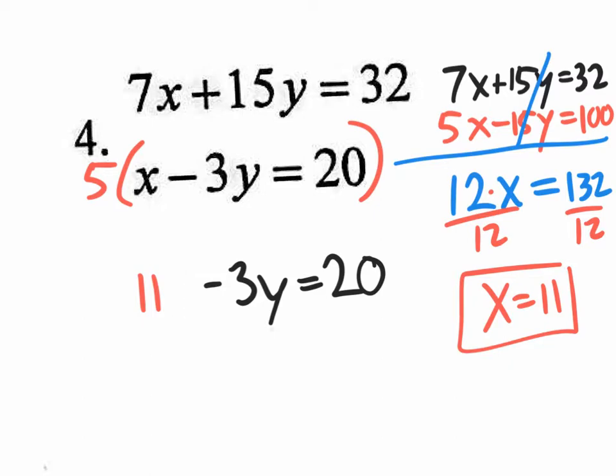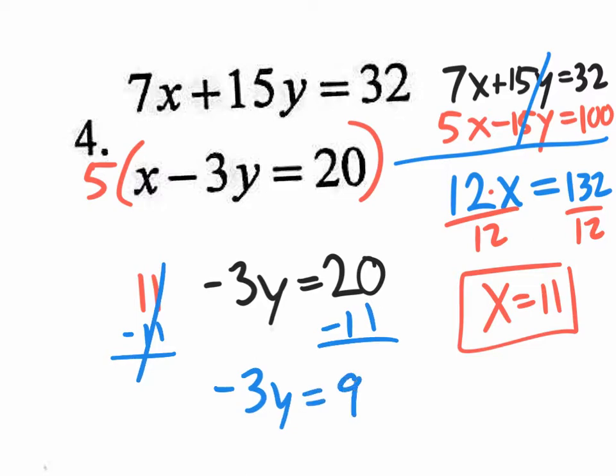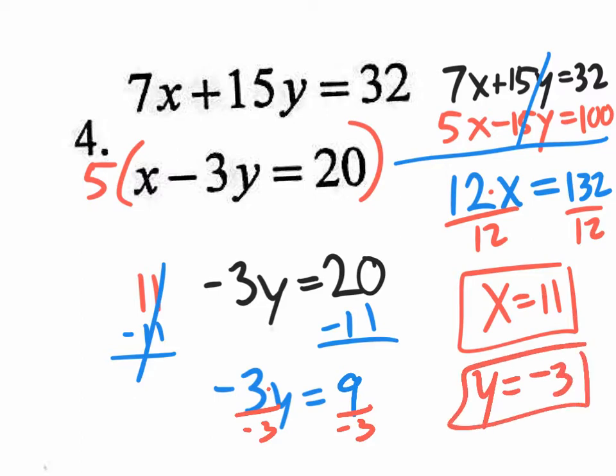So let's solve for y. Let's get rid of that 11 by subtracting 11. We're going to have a new equation that reads negative 3y equals positive 9. And of course, we're going to divide by negative 3, which means that y equals negative 3. So as an answer, we're going to write it as an ordered pair, 11 comma negative 3.